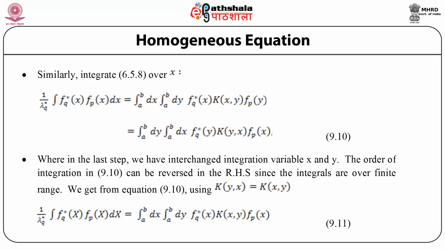Then, using the fact that kxy is equal to kyx, we get now 1 upon lambda q star multiplied by the integral of fq star x fpx dx is equal to a double integral, or two-dimensional integral, over dx and dy over the range a to b for both, of fq star kxy fpx.